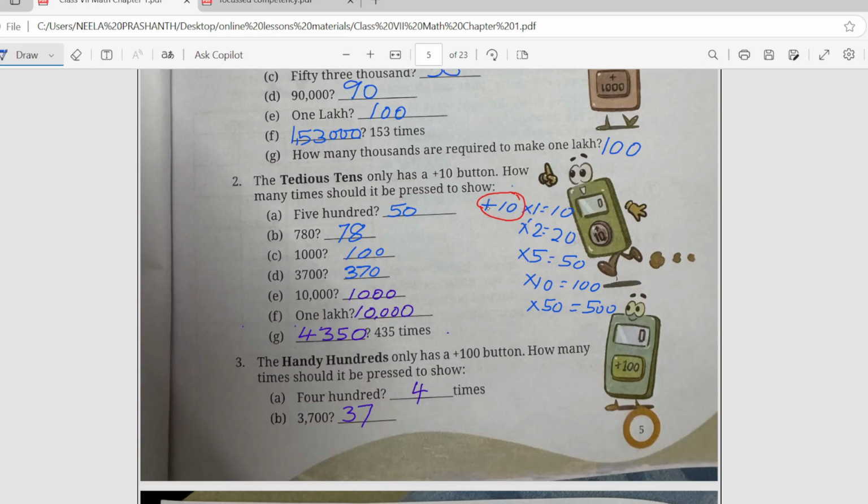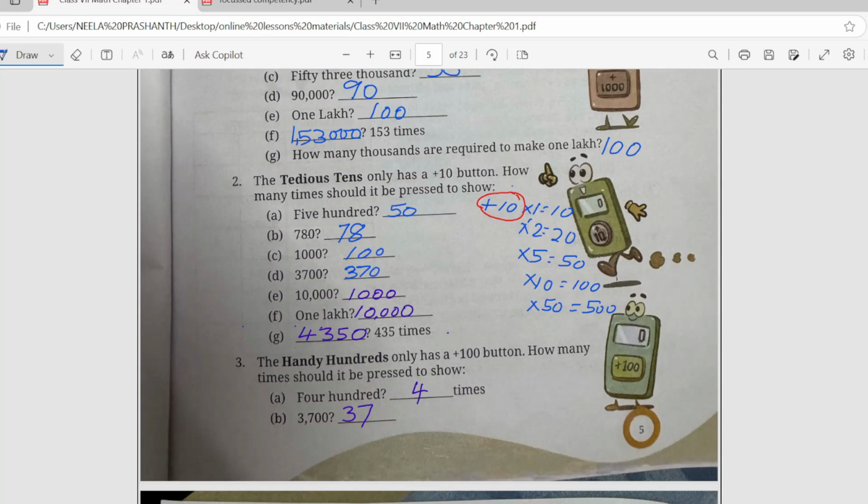We have shown here. If you press the button once, you get 10. If you press the same button twice, you will get 20. 5 clicks, 50. 10 clicks, you get 100. 50 clicks, you get 500. So 1 click 10, 2 clicks 20, 5 clicks 50, 10 clicks 100, 50 clicks 500. So for 500, we need 50 clicks.